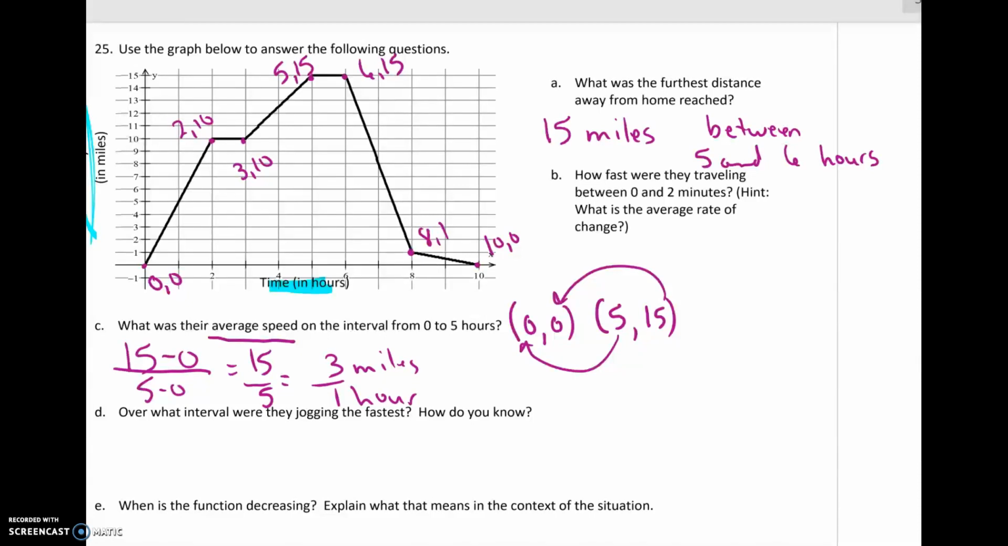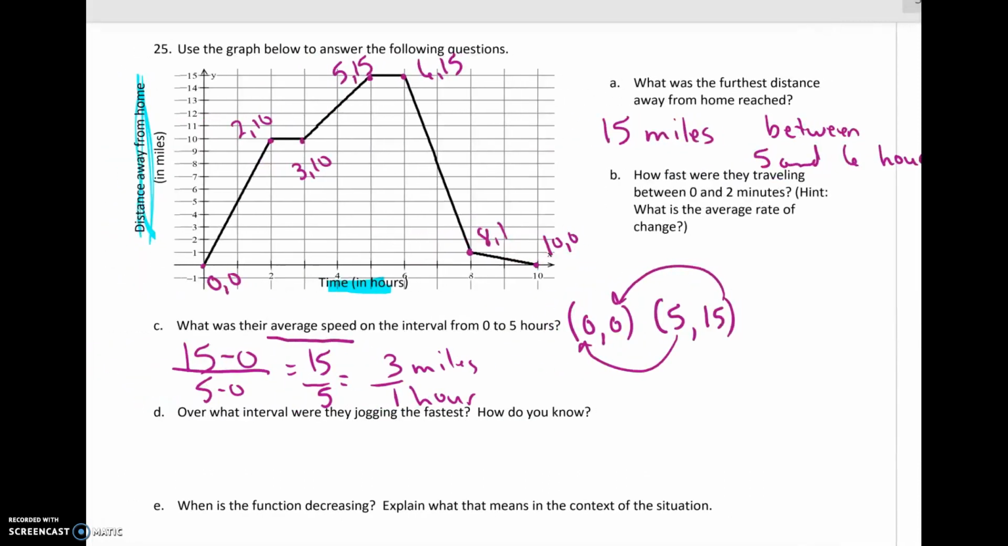Over what interval were they jogging the fastest? So it didn't say they were jogging, but I guess they were jogging. So the fastest they were jogging is, again, we're looking at an average rate of change, and we want to look at the steepest line. So in my opinion, from here to here, that seems steeper than this one does.